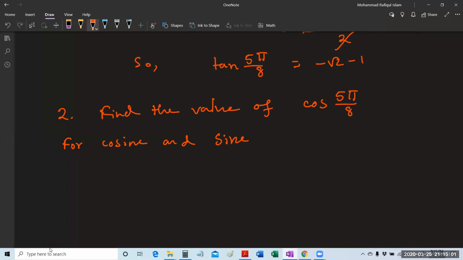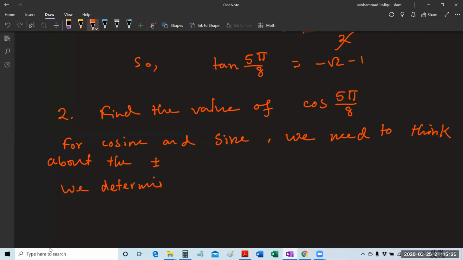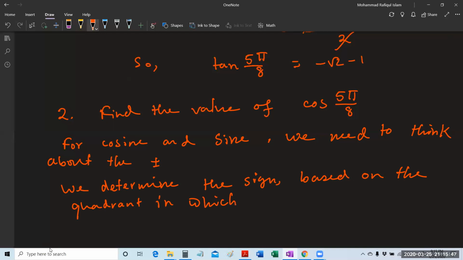So we determine the sign based on the quadrant in which u by 2 lies.